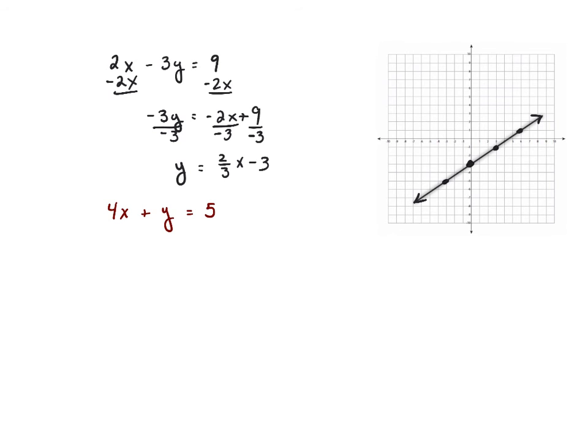Let's do the red one. We'll subtract the 4x. Negative 4x plus 5. Y-intercept is 5. Down 1, 2, 3, 4, and back 1. Remember that slope right there, negative 4 over 1. So its rise is negative 4. Its run is over 1. We'll do it again. Let's graph this line.